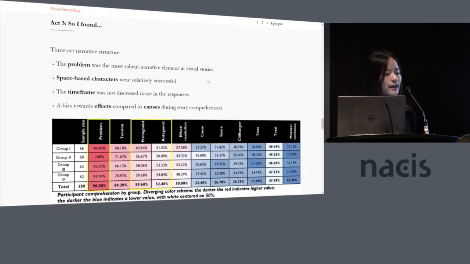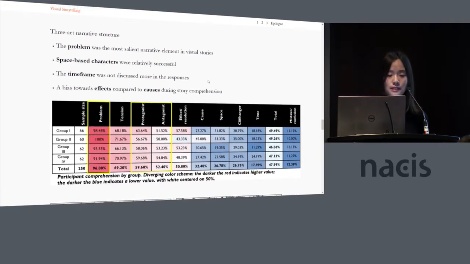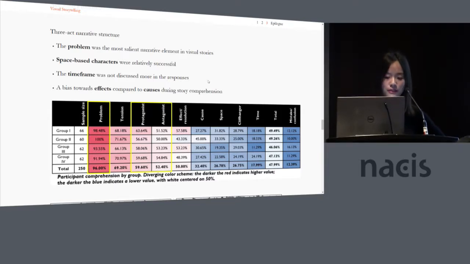So here is what I found. First, about the 3-act narrative structure, this table is the result of the comprehension frequency of each part of the 3-act narrative. It's color-coded, so you don't need to worry about reading the numbers in this table. Basically, the more red the color means a larger number, and the darker blue means a smaller number.